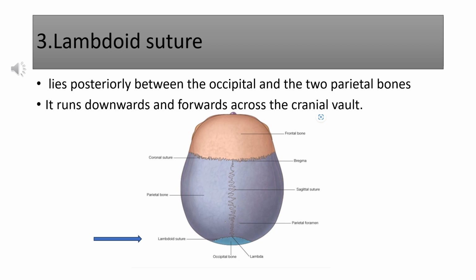Next one is lambdoid suture. Lambdoid suture lies posteriorly between the occipital and the two parietal bones. It runs downward, forward across the cranial vault.